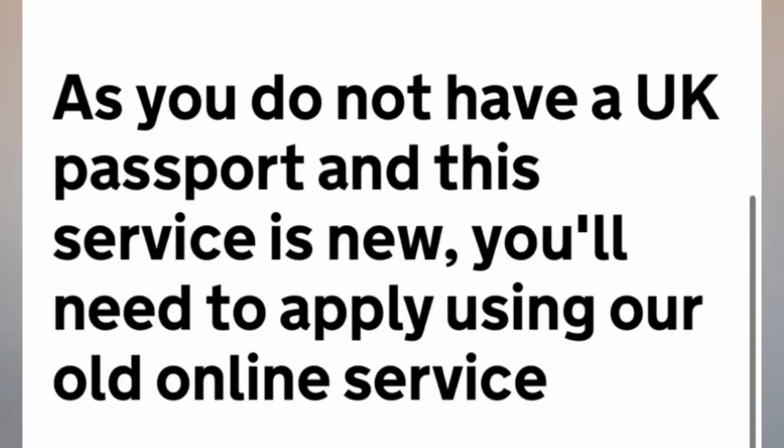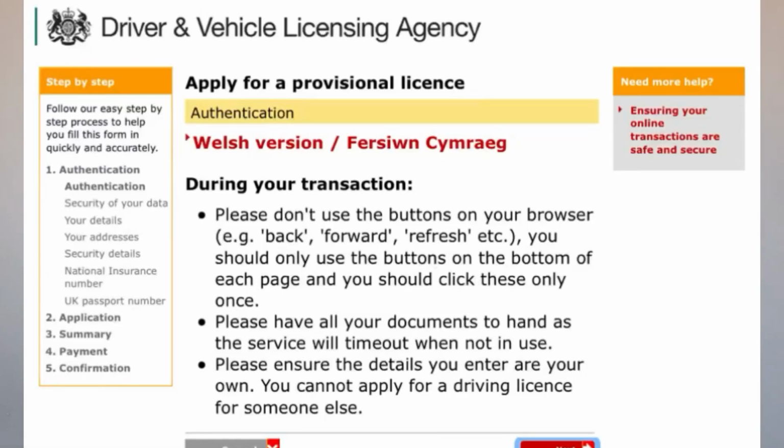It takes you to the next page, which says, as you do not have a UK passport and this service is new, you will need to apply using your old online service. So it diverts your application to another page, which is the old online application service, and that's where you're going to fill your form in. When you get to the form, which is this page showing on the screen now, you need to read all the instructions carefully, understand it and digest it. This is a guide, it doesn't stop you from reading the instructions.